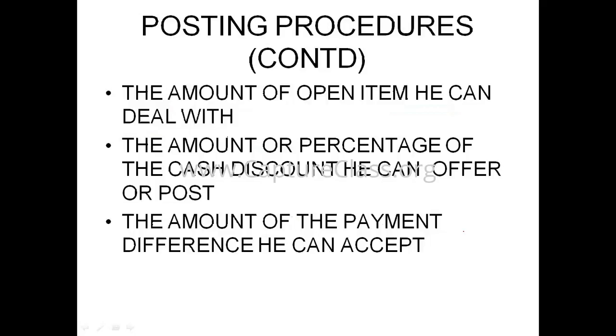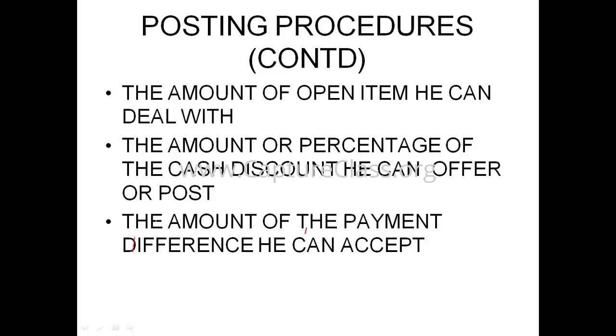Then another posting activity. The amount of open item he can deal with. Open item means pending purchase invoice and pending sales invoice. So when you make the payment to the vendor on the pending purchase invoice, that is to be posted by the employee only. And when you receive the payment on the pending sales invoice, that is also to be posted by the employee only. For that activity, again, we set up the upper limit.